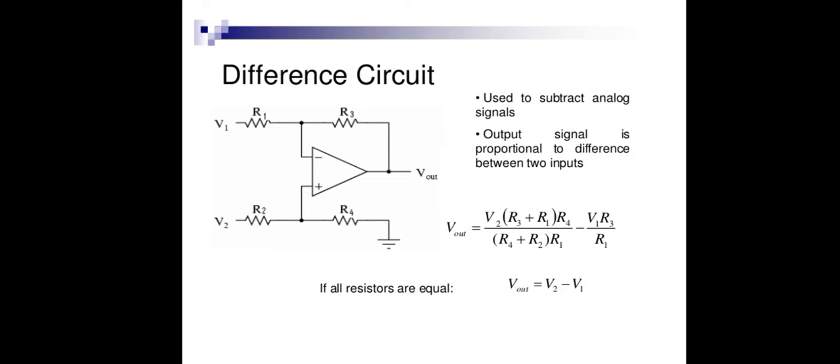Then calculate these equations. V out is equal to V2 into (R3 plus R1) into R4 divided by (R4 plus R2) into R1, minus V1 R3 upon R1. Then V out is equal to V2 minus V1. This is the difference circuit of the op-amps.